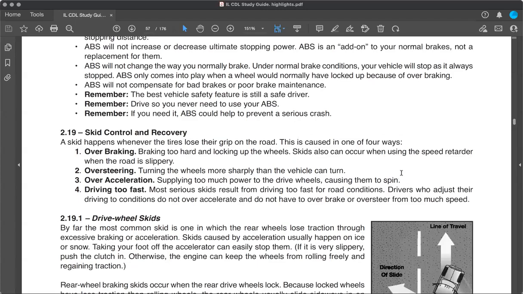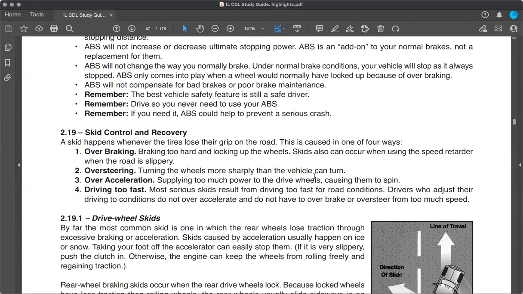All right, so let's take a look at page 55, 2.19. We're picking up with section 2, driving safely. So let's look at 2.19, skid control and recovery. We left off last time learning about anti-lock braking systems, a system in place to help prevent our wheels from locking up when we're hitting those brakes. If our wheels do lock up, some things can happen.